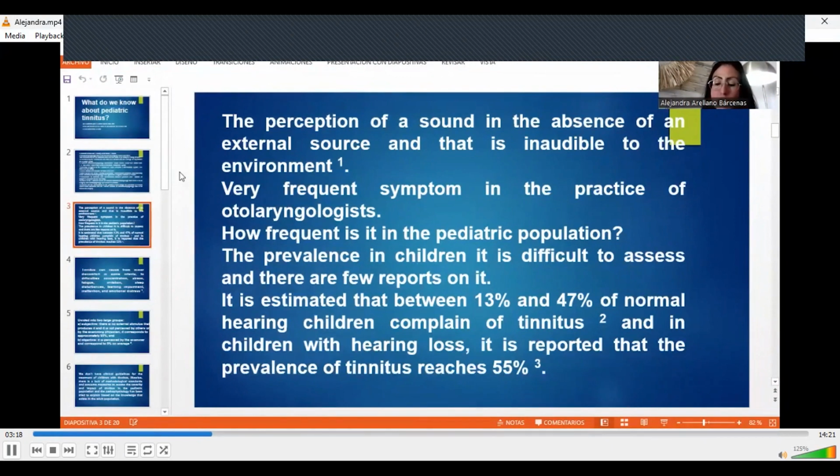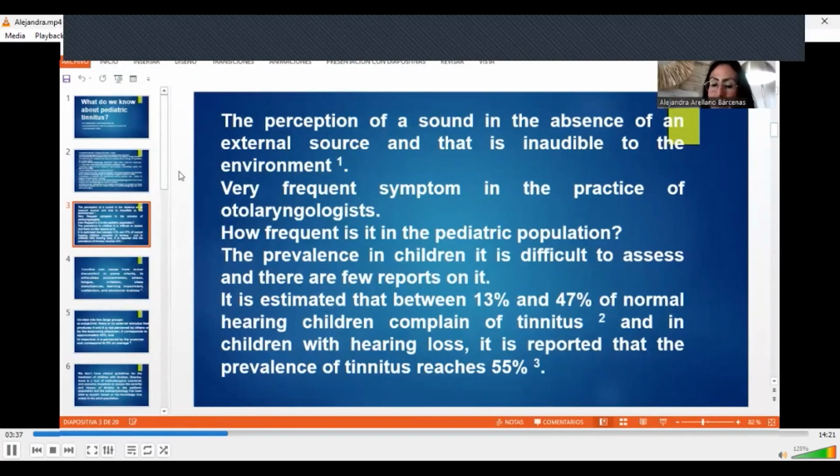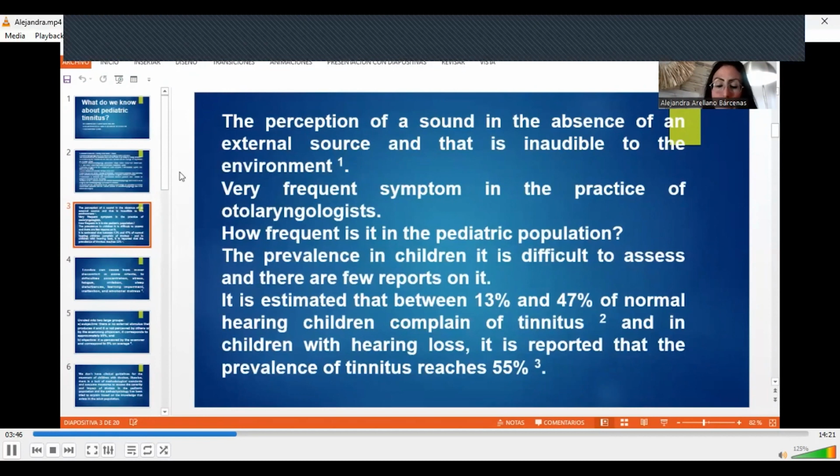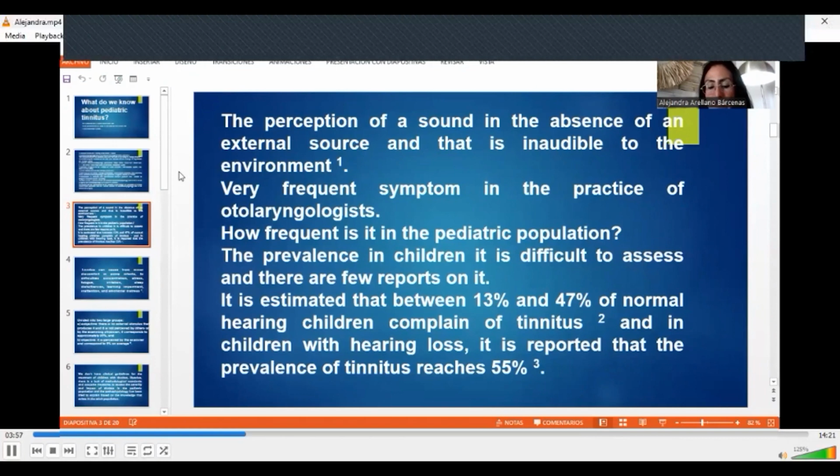This is a very frequent symptom in the practice of otorhinolaryngology, but here the question is how frequent is it in the pediatric population? And trying to answer this question is difficult because there are few reports on it. It is estimated that between 13 and 47 of normal hearing children complain of the symptom. And if we are talking about hearing loss, it is reported about 55% of the cases.